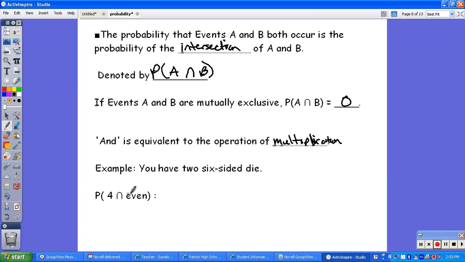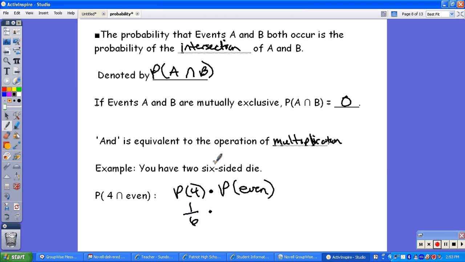And so here what we want is we want the probability of 4 times the probability of getting even. So on the first dice, when you throw it, the probability of getting a 4 is 1 out of 6. Well, we all know that because you're just throwing 1.